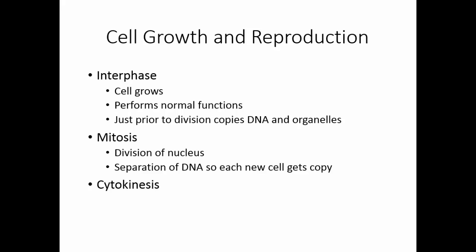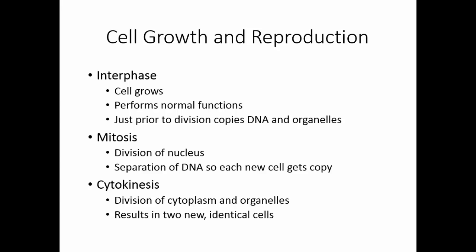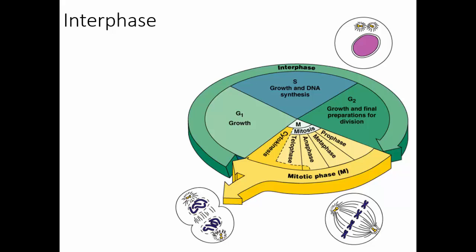Cytokinesis is the very last step. We have to divide the cytoplasm and the organelles in the cytoplasm. At the end, we will have two new cells that are identical to each other and identical to the original. These cells will go into interphase and stay in interphase until it's time for them to divide. Most of the time, the cell is in interphase.